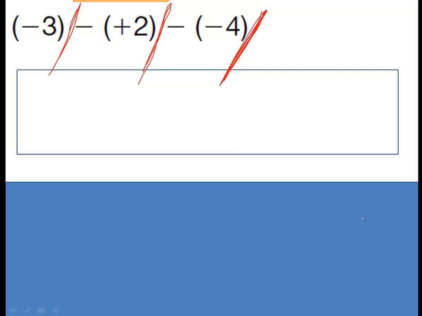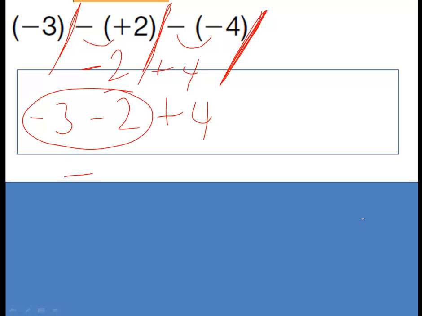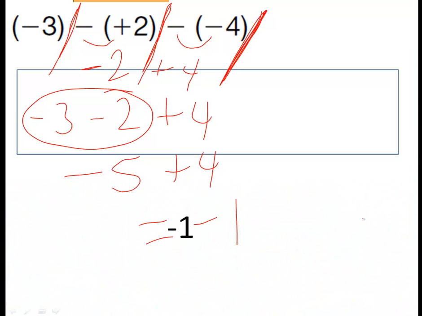And I know that a negative and a positive equal a negative. So this is negative 2. And I know that a negative and a negative, when multiplied together, is positive. So this is going to be plus 4. So I can just bring down my negative 3 minus 2 plus 4. Well, if I combine these two together, that's negative 5 plus 4, which equals negative 1. Is that the answer you got? I hope so.